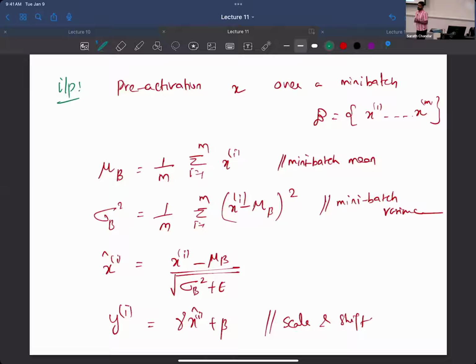Any other questions? Yeah. YI is? No, this YI is just the pre-activation. Then you have the activation, then you have the output of the layer. Okay.